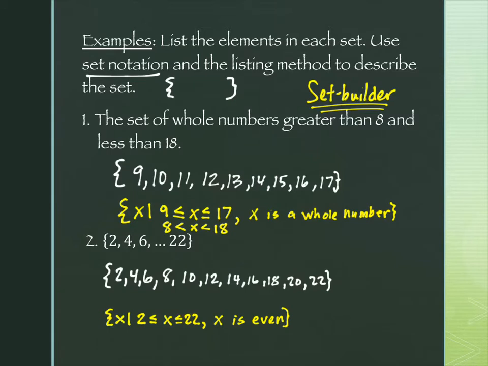Okay. Yes, Ian? You just have to say it's even, or you need to say even whole number, or is that just implied? Yeah, so it is implied. A whole number, or I'm sorry, an even number is considered whole. So whenever we talk about something being even, we're talking about it being whole.